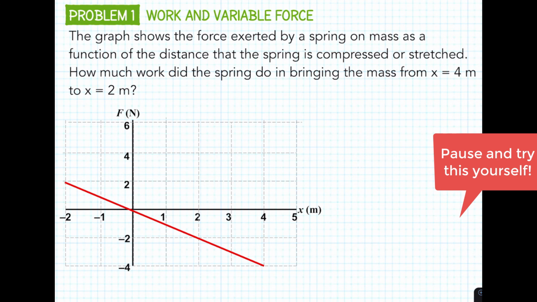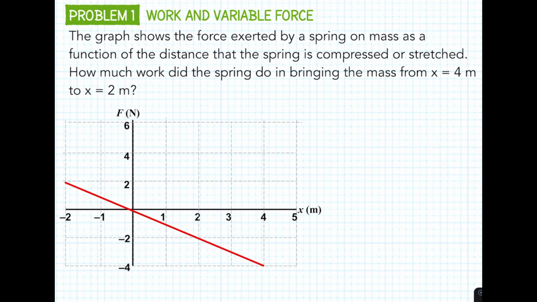So this graph shows the force exerted by a spring on a mass as a function of the distance of the spring, compressed or stretched. So this is just a force versus distance graph, okay? It looks a lot like the one we drew when we were adding the spring. We wanna know how much work did the spring do to bring the mass from 4 meters to 2 meters. So what do we wanna do to get that? So first off, is this going to be a positive or negative value? Negative.